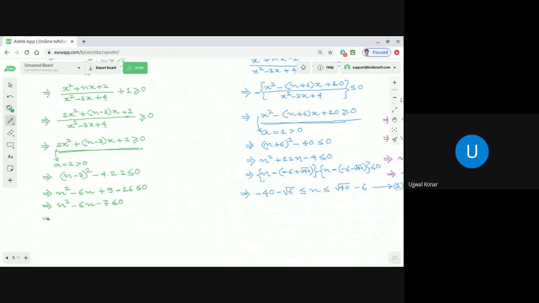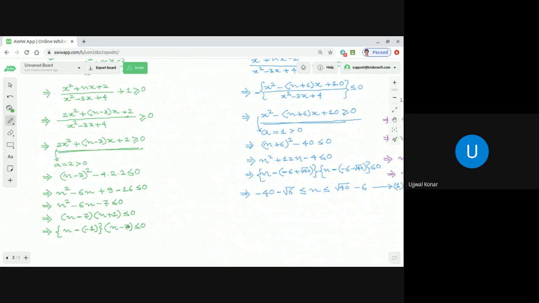So here we need to do a simple middle term factorization, splitting the middle term. So what we will get is (n minus 7) into (n plus 1) is less than or equal to 0. So that implies, from our knowledge of linear inequalities, we can write in a more simplified manner, (n minus (minus 1)) into (n minus 7) is less than or equal to 0.